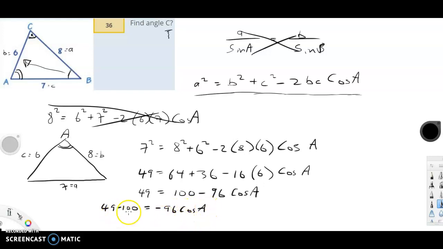Alright, so what's 49 take away 100? Well, you take the small one from the big one and we keep the sign of the larger, so minus is going to win here. So we're going to have minus 51 equals minus 96 cos A. Now, give me a second. I'm going to get some more space here.